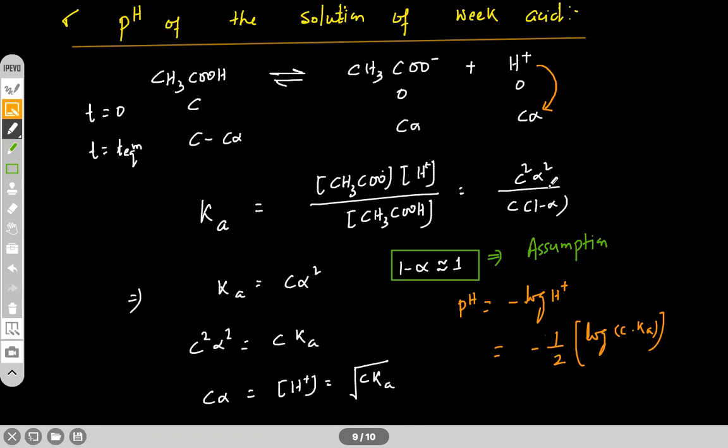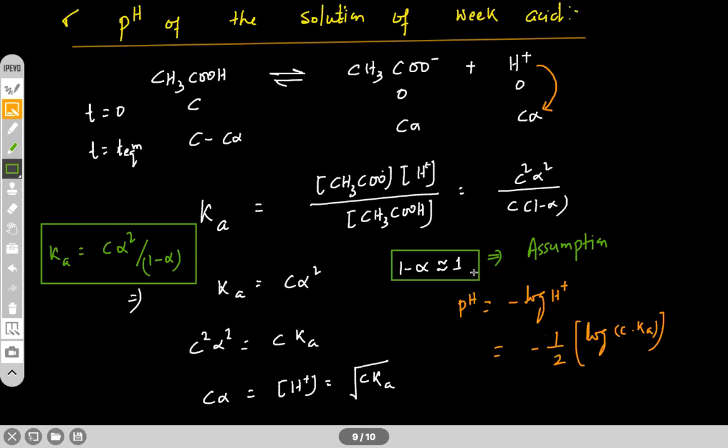We can always write Ka is equal to C alpha square divided by 1 minus alpha. So this relation is always true, whether the assumption is there or not. After this only we take the assumption, 1 minus alpha equals to 1. So Ka is equal to C alpha square, and we get this. So till here it is correct without any assumption.